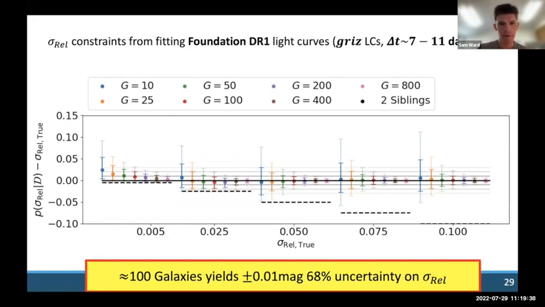First, looking at the Foundation DR1 light curves, you've got some sigma rel posterior summary statistics. These points are the medians. You've got the 68% intervals and the 95% intervals as well. And what you can see is that with more sibling galaxies, you get a tighter constraint on sigma rel. So if you stare at these plots long enough, you say, okay, with about 100 galaxies, I'll get a 68% uncertainty of about plus or minus 0.01 mag. So this allows you to compare sigma rel in different host property bins.